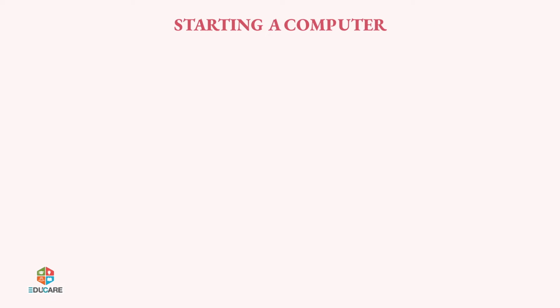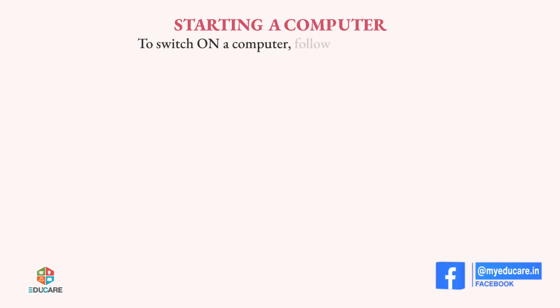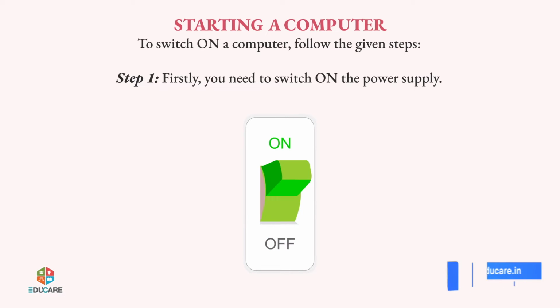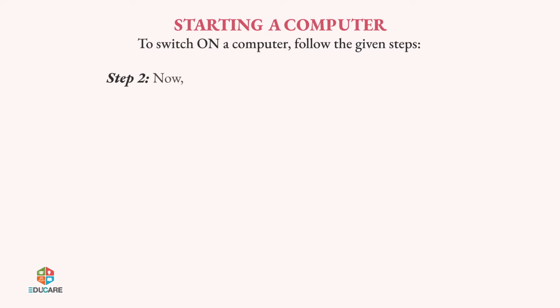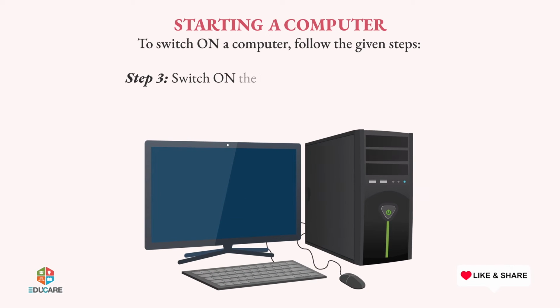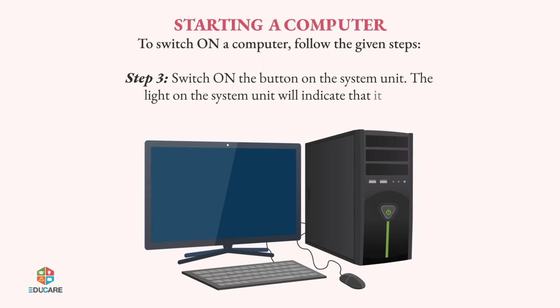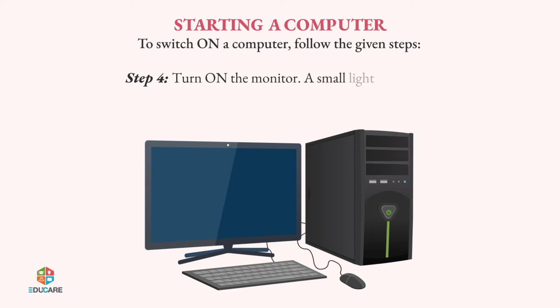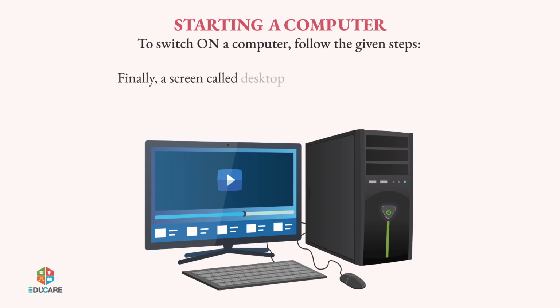Starting a computer. To switch on a computer, follow the given steps. Step 1. Firstly, you need to switch on the power supply. Step 2. Now switch on the UPS. The small light on UPS will indicate that it is on. Step 3. Switch on the button on the system unit. The light on the system unit will indicate that it is on. Step 4. Turn on the monitor. A small light will show that the monitor is on. Finally, a screen called desktop will display on the monitor.